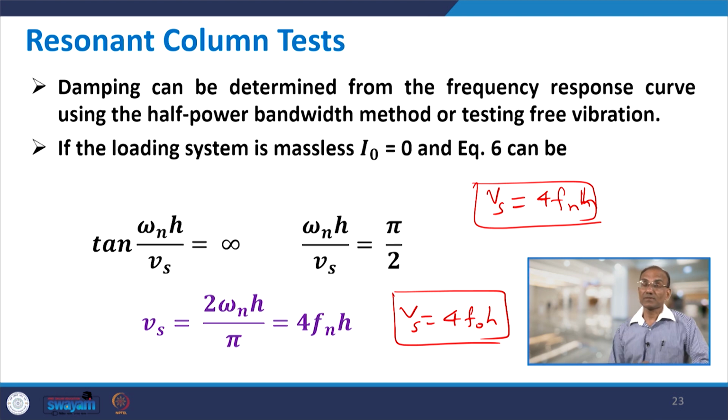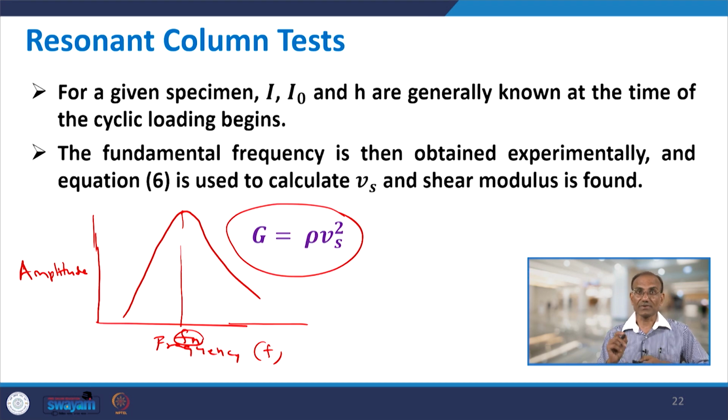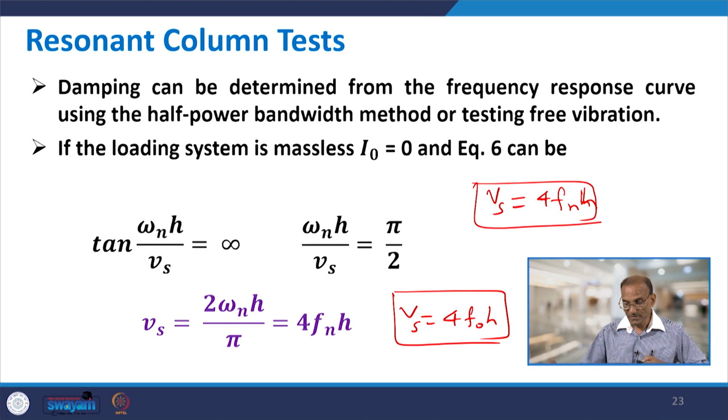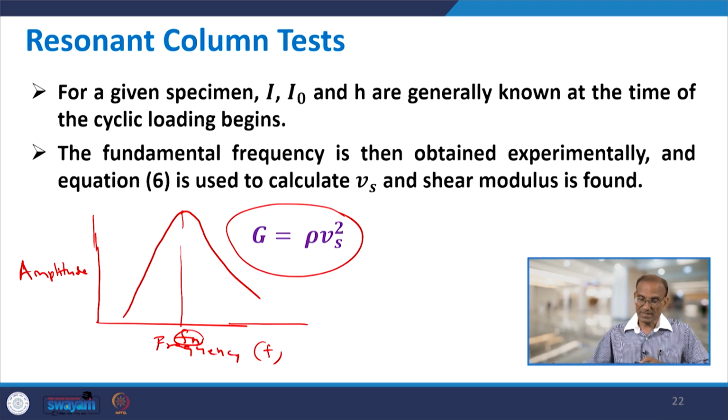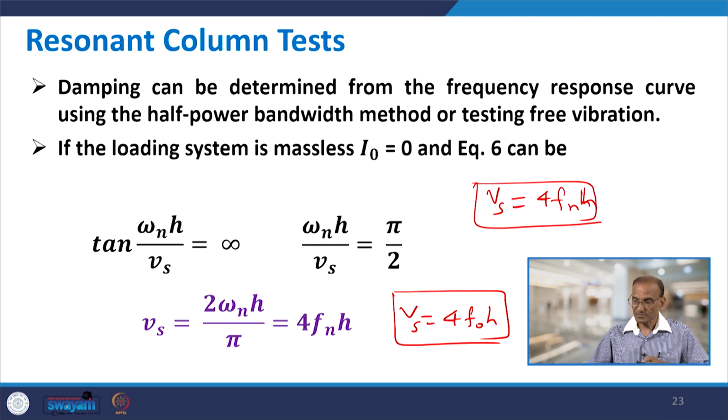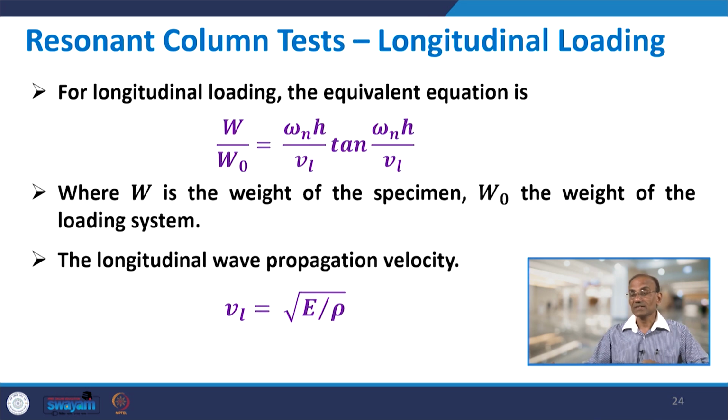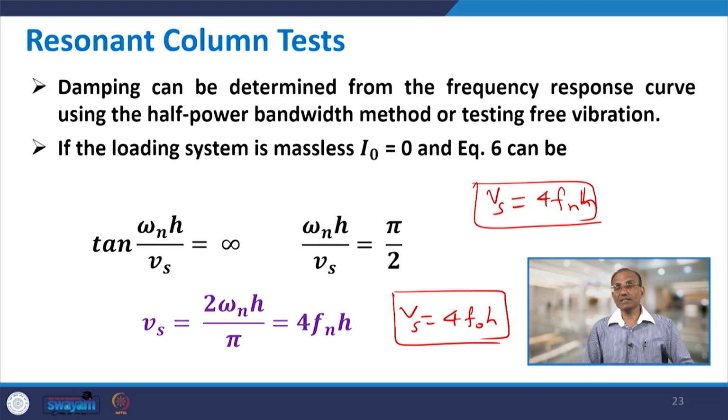So, the objective here is to obtain the resonant frequency. Once the resonant frequency is known, we can find the shear velocity, and if the shear velocity is known, then you can find the shear modulus using this equation. So, this was the case when you apply the loading in a torsional mode of vibration.